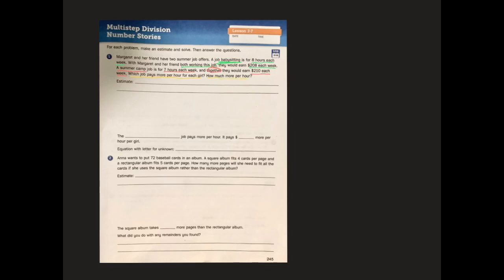Now, if we just look at this, we could say, summer camp, right? Because there's 210. 210 is more than 208. Sure, but that's not what it's really asking. Okay, so let's figure out how we can answer this problem. So first, we're going to need to break it down to see how much they would be getting for 1 hour of work instead of for 8 hours of work. So let's look at our babysitting job here first.